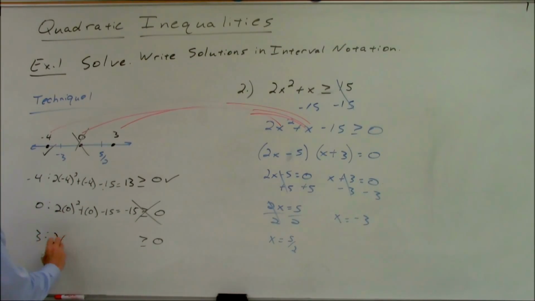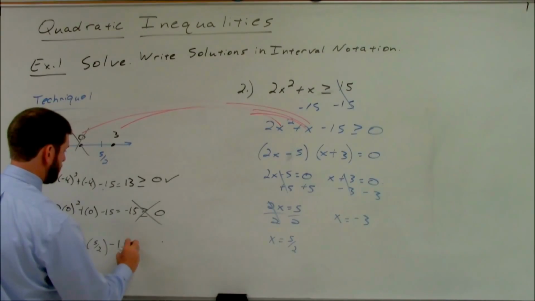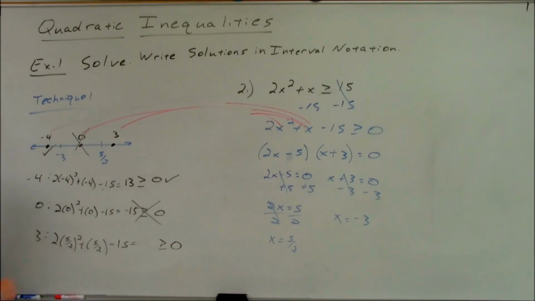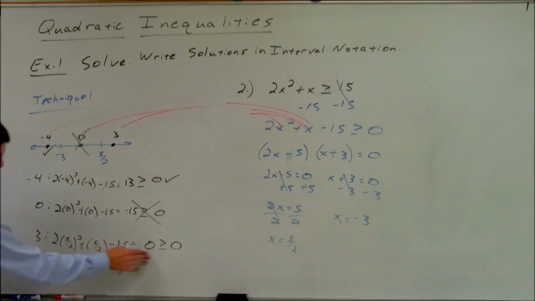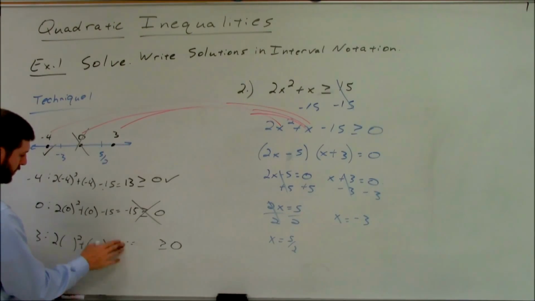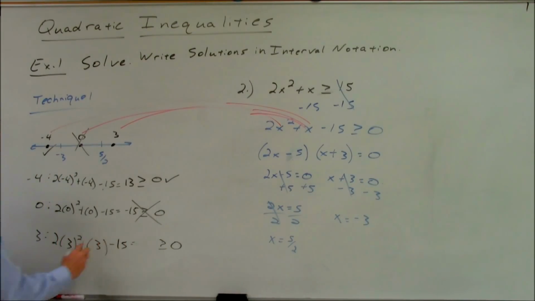And try the 5 halves. 2 times 5 halves squared plus 5 halves minus 15. What's that equal? 5 halves squared is 25 fourths. 2 times 25 fourths is 25 halves. 25 halves times 5 halves is 30 halves, which is 15. 15 minus 15. Oh, that's why it equals 0. Duh. Supposed to be plugging in a 3, not a 5 halves. Obviously, it's going to work at 5 halves because we already said that that equaled 0. Should have spoke up a little louder. I'd have caught it sooner.